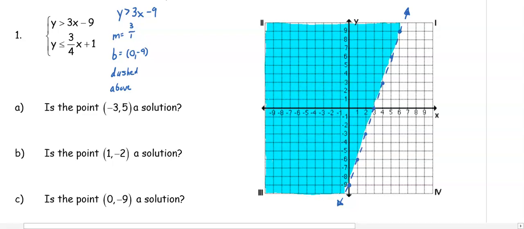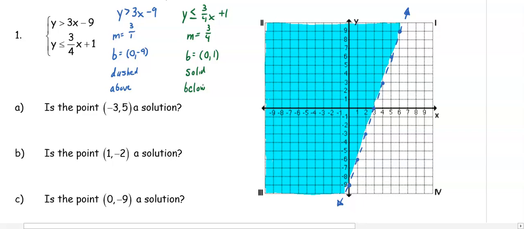Once we have our shaded region complete, we are going to look at our second equation: y is less than or equal to 3/4 x plus 1. Again, the y is by itself, so we can graph right away. Our slope is the number in front of x, 3/4. Our y-intercept is the number by itself, so 0, 1. Because we have a less than or equal to, because of that bar underneath our inequality sign, this is going to be a solid line, and we are going to shade below.